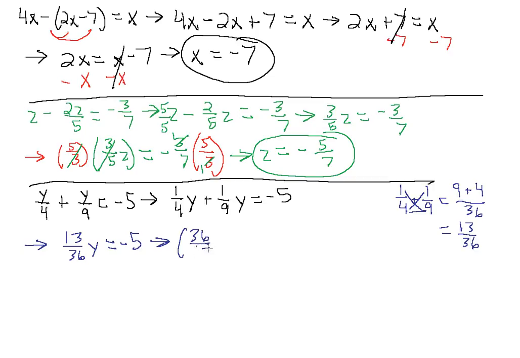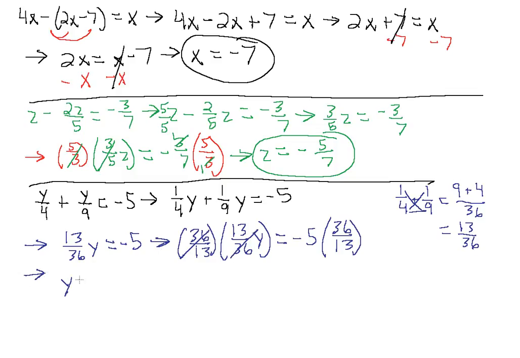36 over 13 times 13 over 36y. We have our minus 5 on the other side, and we have to also multiply the other side by the reciprocal, 36 over 13. Okay, this cancels with this. We're left with only y on the left side. On the right side, we have minus 5 multiplied by 36 over 13, which is a minus 180 over 13. And that's our answer.